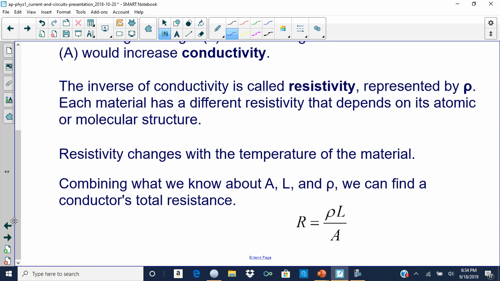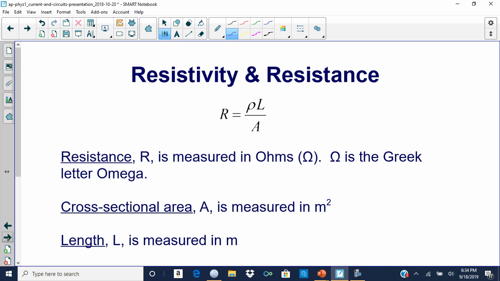Combining what we know about A, the cross-sectional area, L, the length of the wire or the length of the pipe, and rho, the resistivity, which is the inverse of the conductivity, we can find a conductor's total resistance, capital R. So here is your equation for resistance. Resistance R is measured in ohms. Remember that omega is the Greek letter that we use to represent ohms.